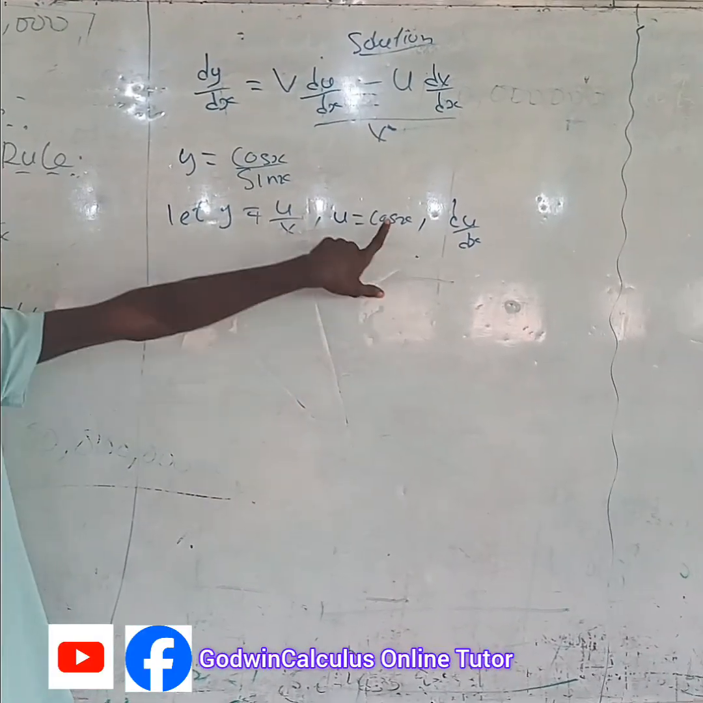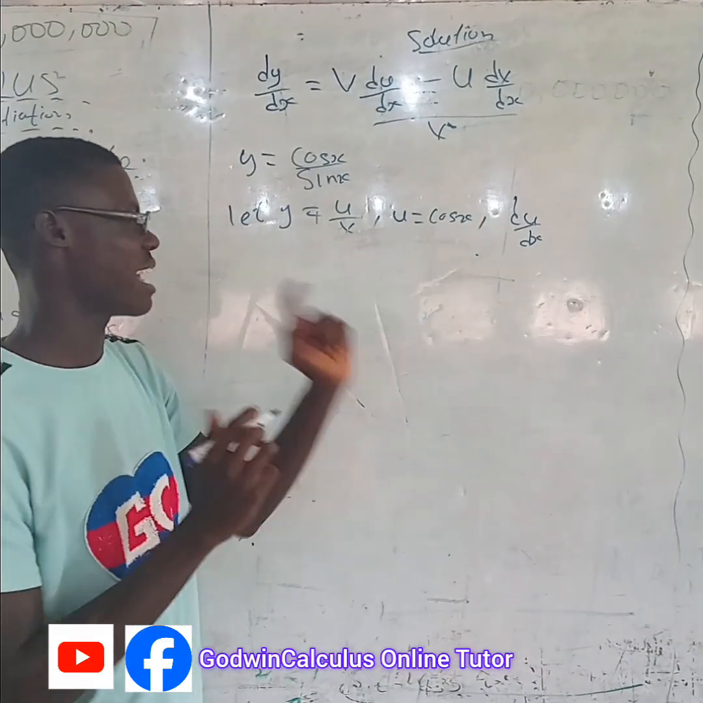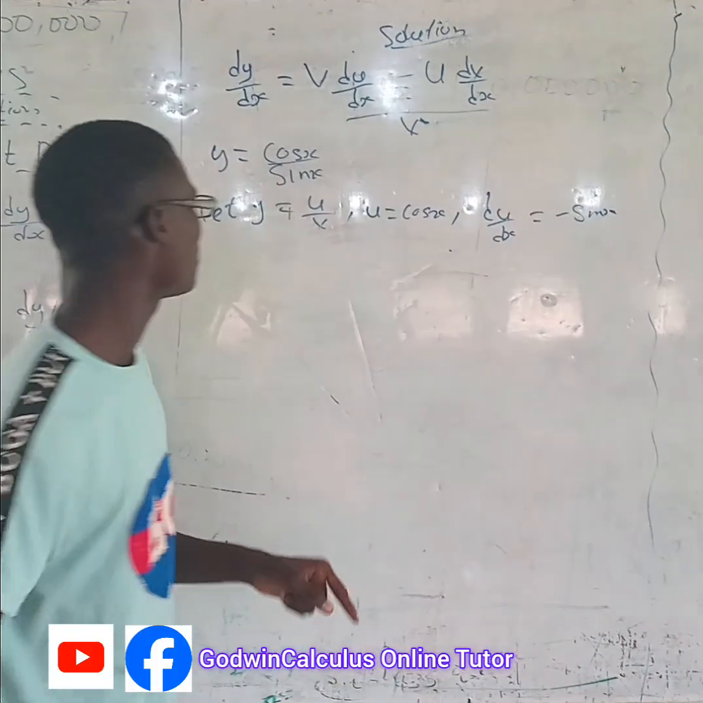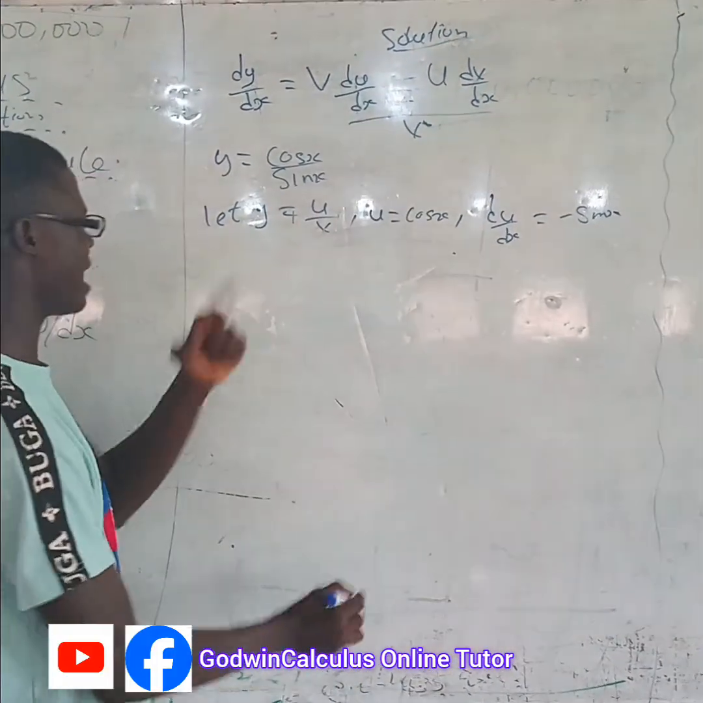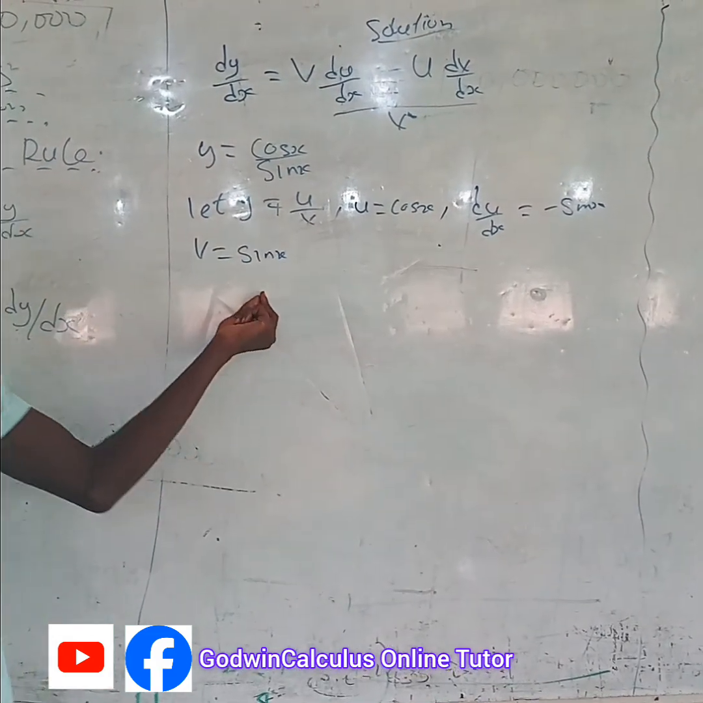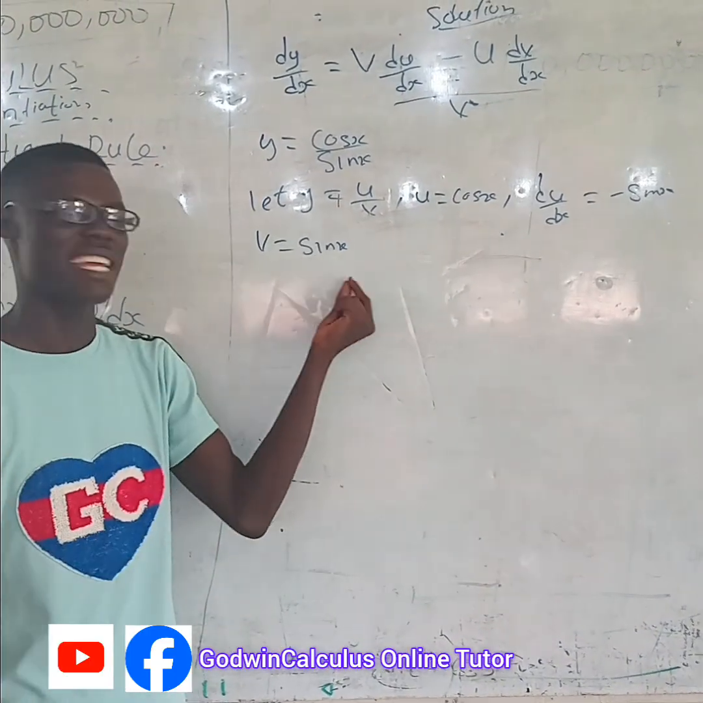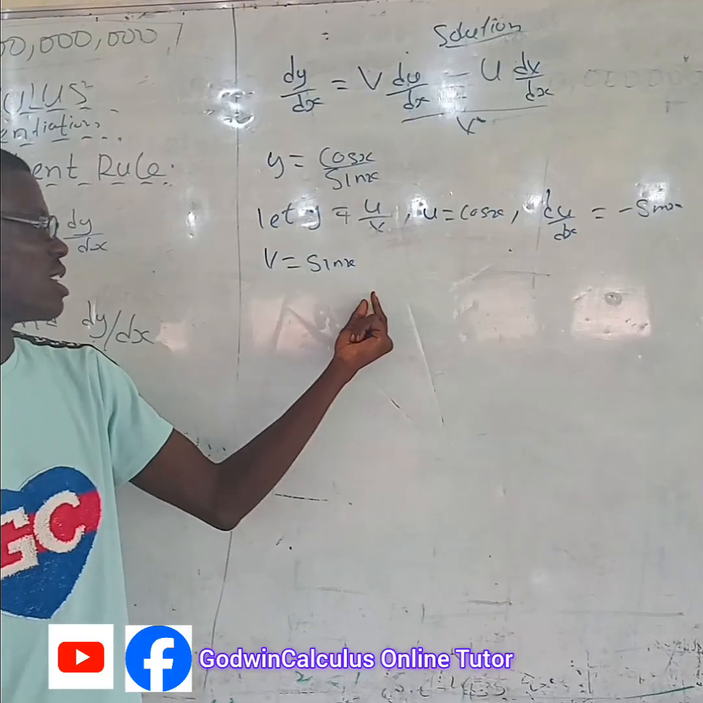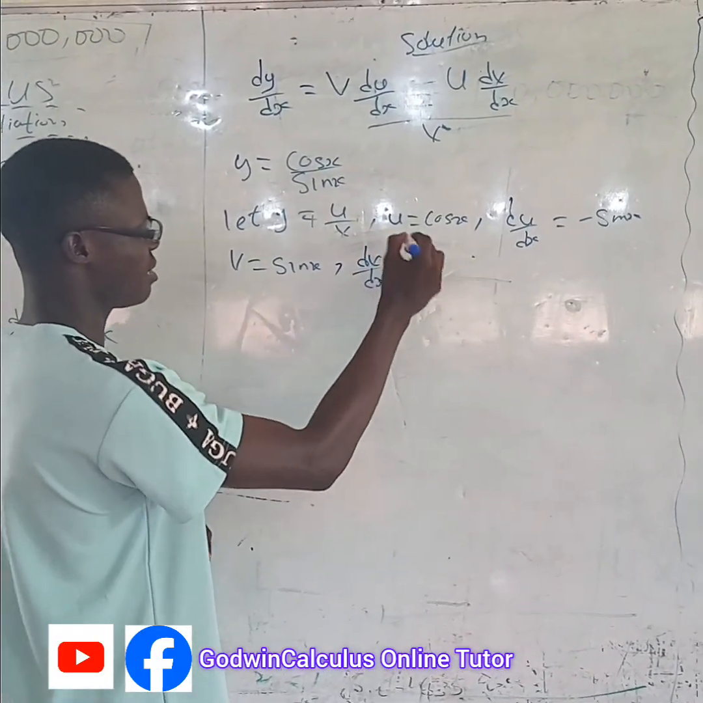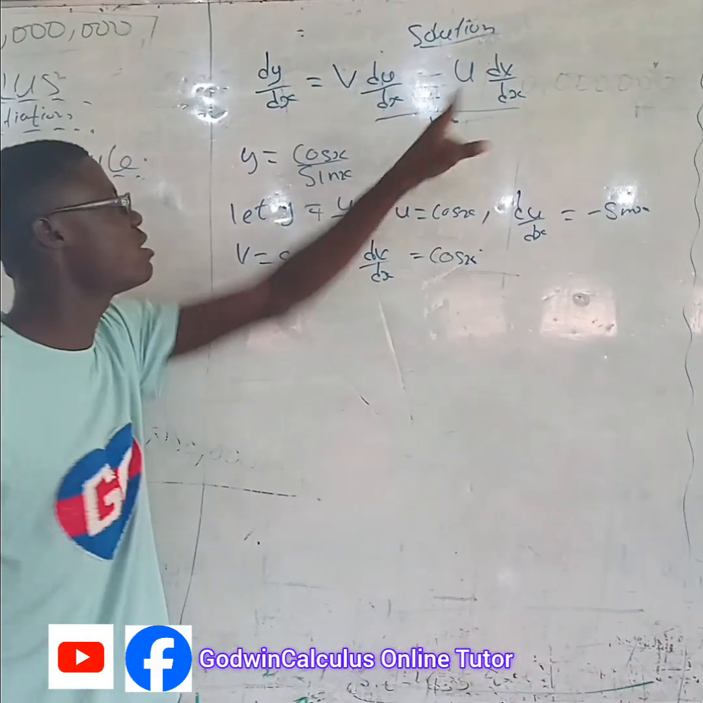Now, if we differentiate cos x, don't forget that if y is equal to cos x, dy/dx is equal to minus sin x. So our du/dx is minus sin x. Now, to find dv/dx, don't forget that our v is sin x, so we differentiate sin x. If we differentiate sin x, dy/dx is equal to cos x. So our dv/dx is cos x.